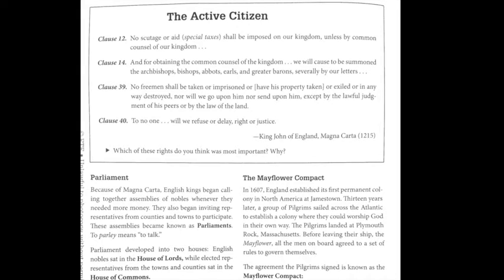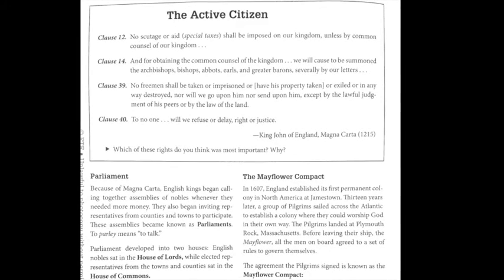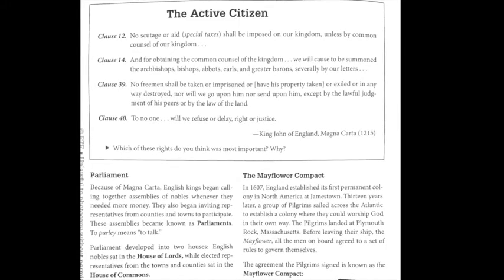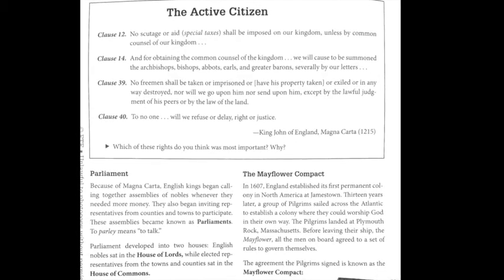Page 6. At the top you'll see there's a box that says the active citizen. I want you to put a number 2 next to this box, because later on in the week when you have an assignment where you go back and answer these, you need to know that the second question is this box. Just below the active citizen.